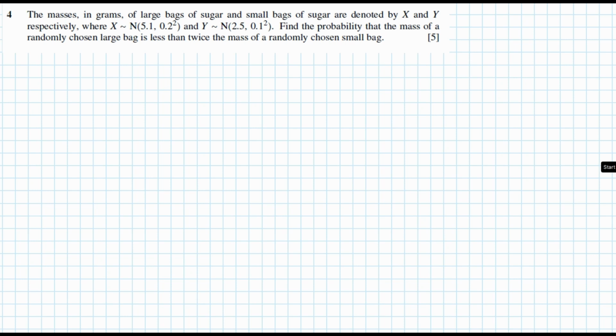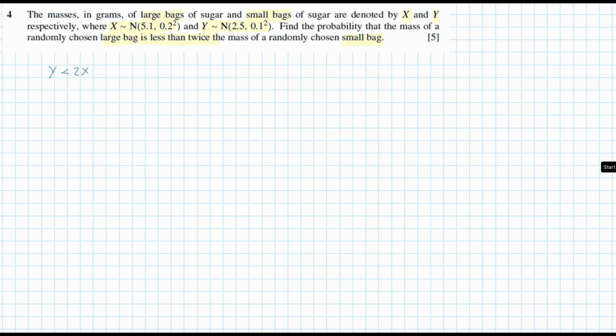Okay, the next one: the masses in grams of large bags of sugar and small bags of sugar are denoted by X and Y, and we've got them normally distributed like this, with the first number, of course, representing the mean, and the second number being the variance for each. And we're trying to find the probability that the mass of a randomly chosen large bag is less than twice the mass of a randomly chosen small bag. So in essence, what we're trying to see is that Y is less than 2X. Okay, so that's what we're trying to find.